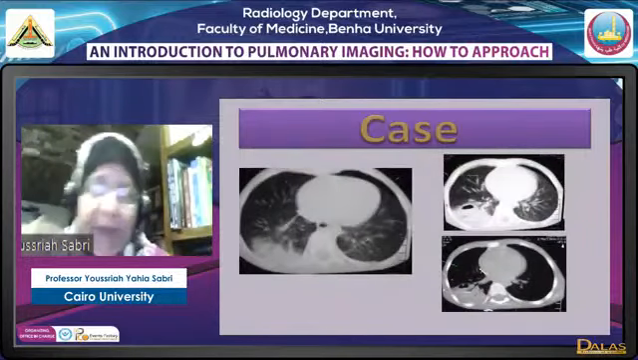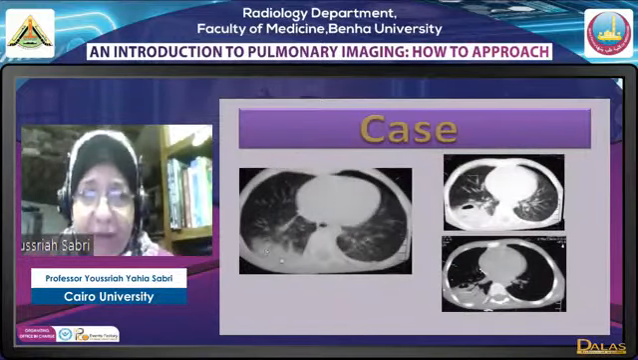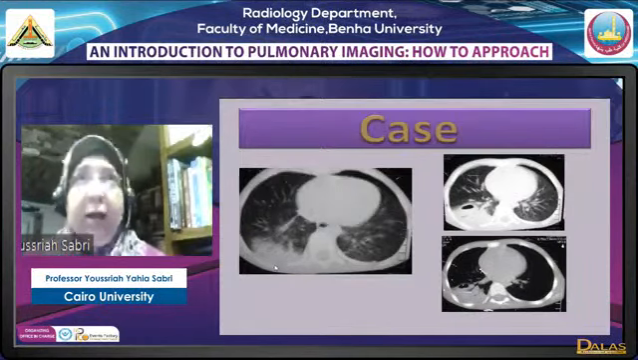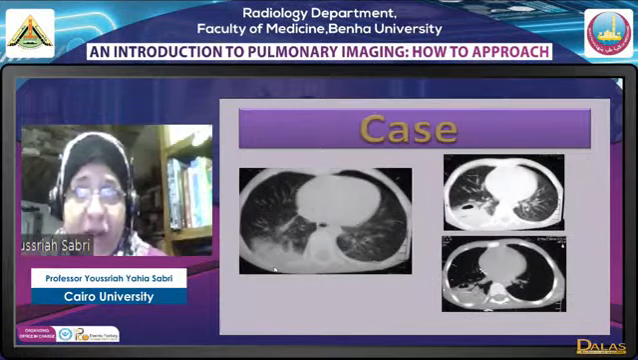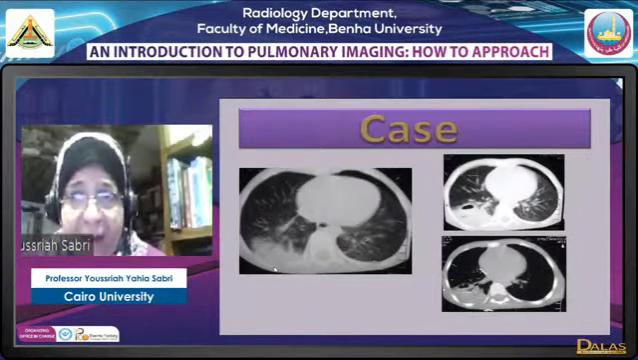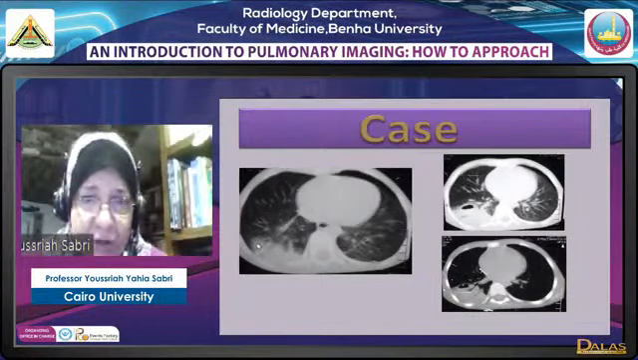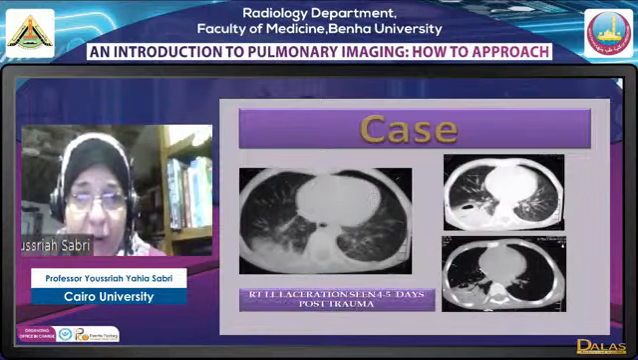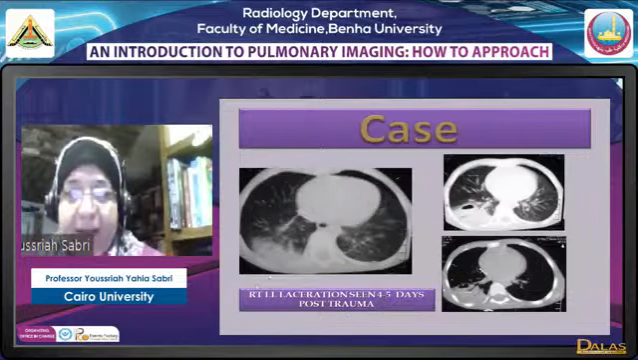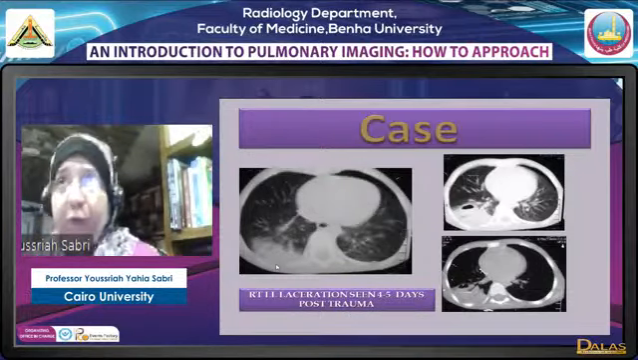Now, here we have a unilateral peripheral consolidation. We are still discussing consolidation. We are now discussing peripheral consolidation, and we have shifted from the bilateral to the unilateral. This is a unilateral peripheral consolidation with cavitation, air bronchogram, and a pneumothorax here. This CT was done 4 to 5 days post-trauma, and this is how laceration will look.